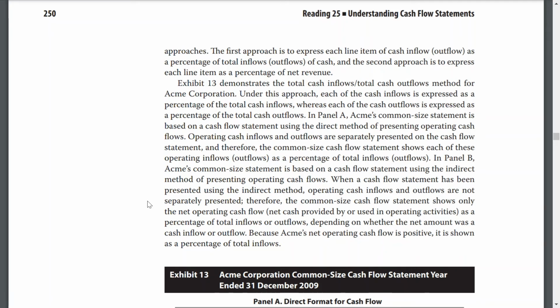In Panel B, Acme's common size statement is based on cash flow statements using the indirect method of presenting operating cash flows. When a cash flow statement has been presented using the indirect method, operating cash inflows and outflows are not separately presented. Therefore, the common size cash flow statement shows only the net operating cash flows as a percentage of total inflows or outflows, depending on whether the net amount was a cash inflow or outflow. Because Acme's net operating cash flow is positive, it shows as a percentage of total inflows.